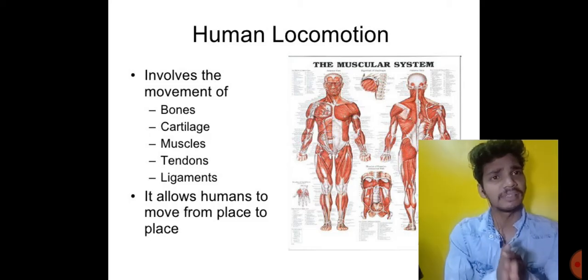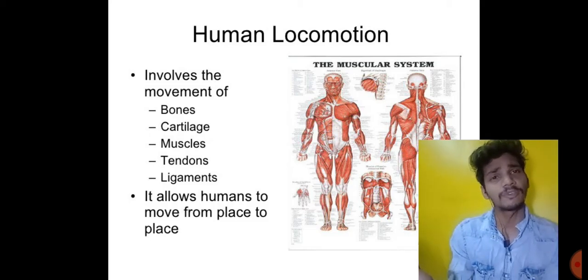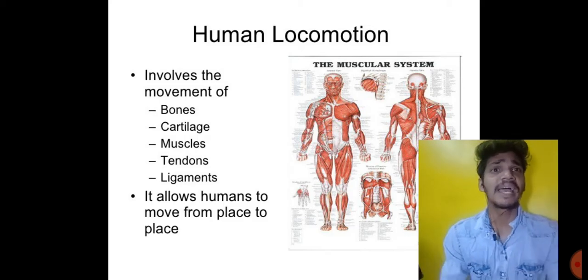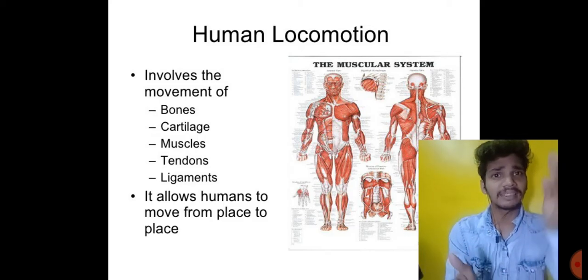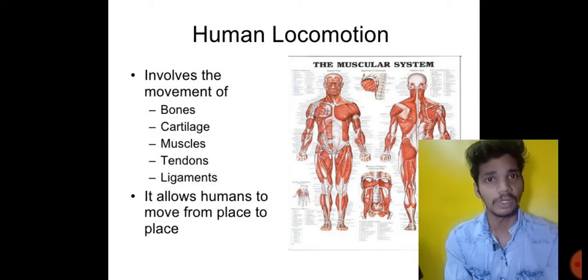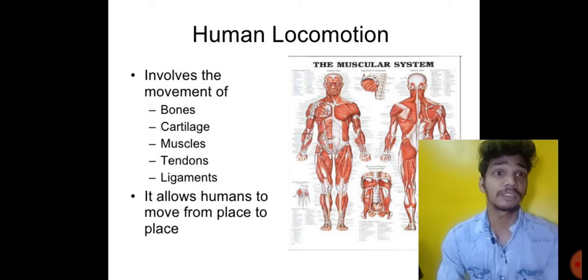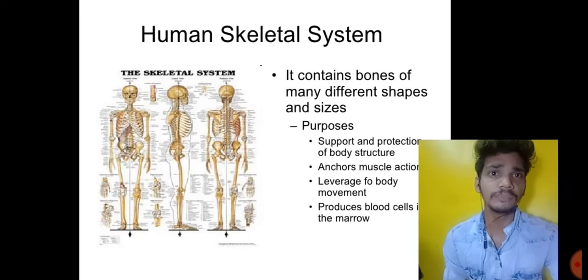An animal cell, as we know, is locomotile, that means it transfers from one place to another place, and this is called locomotion. So these are the varieties of factors responsible for proper locomotion. It allows humans to move from place to place in search of food and shelter. That's why these are very important.